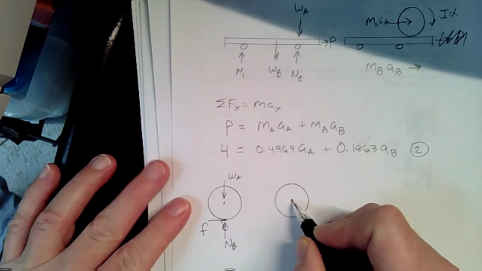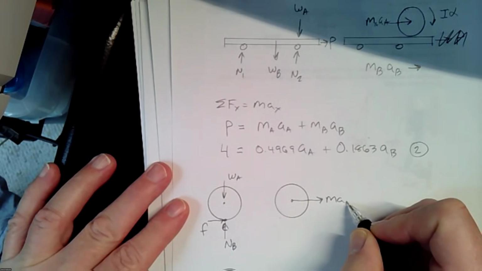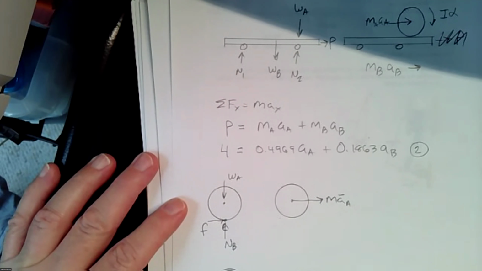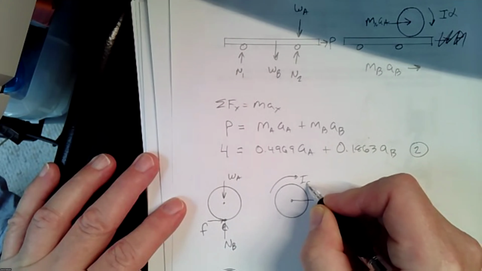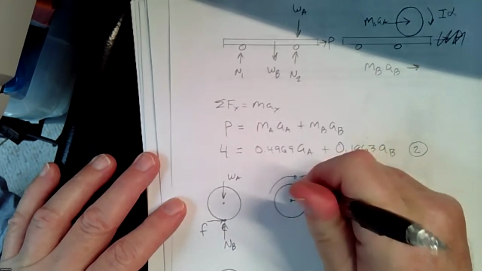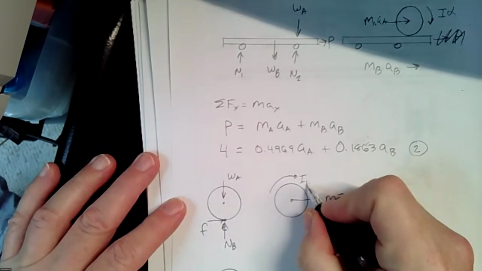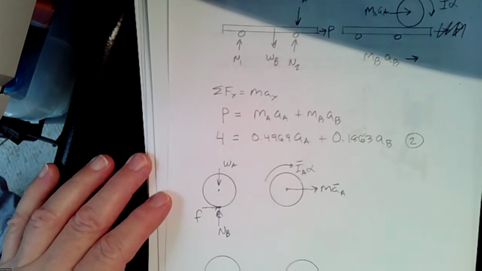And then we have m_A a_G at the center of gravity, and I_G, or I_A, because that's what it is, times alpha. That's what we look like.